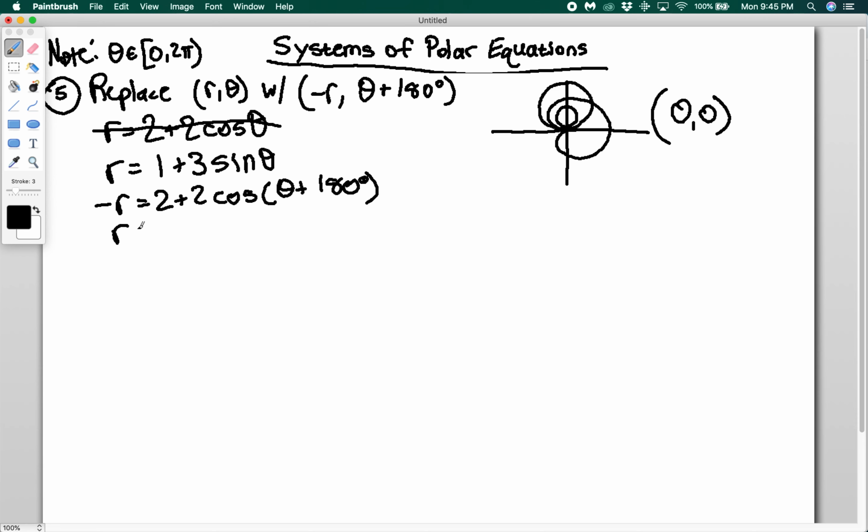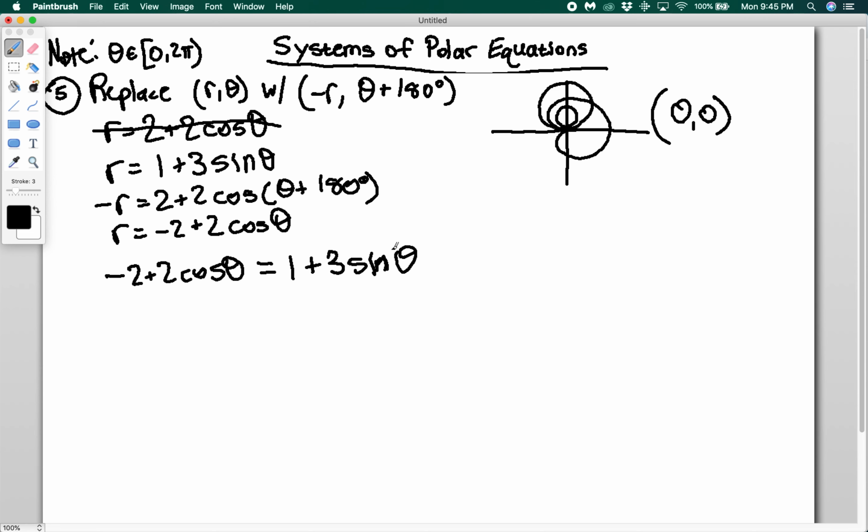Once I do this, I turn it into r equals -2 plus 2 cosine of theta, right? So this is going to give me -r equals 2 minus 2 cosine of theta plus 180, right? If we shift cosine by 180 degrees, we flip the sign. So now I have this equation and this equation. These are different than what I had before. So now I say -2 plus 2 cos theta equals 1 plus 3 sine theta. Even though we have not changed the function, I've changed how the algebra is going to work out. Because now I'm going to get 2 cosine theta minus 3 sine theta equals 3 instead of 1.